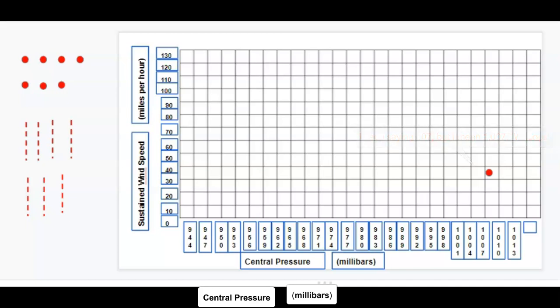Okay, our next point is at 40 miles per hour for our wind speed, and our wind pressure was 106. So here's 40. 40's on the line. The line is 107. So our dot should be on the other side of that line, the left of it. And let's see if we can move it over just a tiny bit more. I like that better.